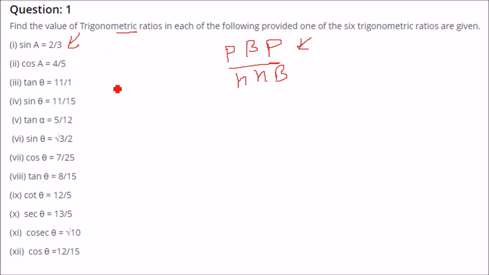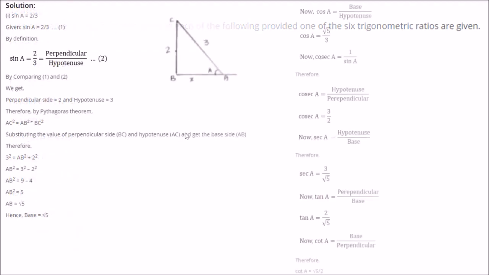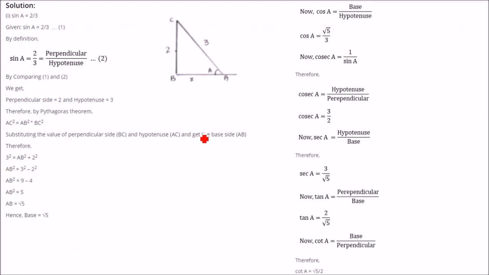Let us start with sin A equal to 2 by 3. So here sin A equal to 2 by 3. Let me write it again. So PBP HHB. What is this? Let me make a triangle. I am taking this as A. Now if this is A, let us take this as B and C, and this is 90 degrees. This is a right angle triangle. We are talking about a right angle triangle.